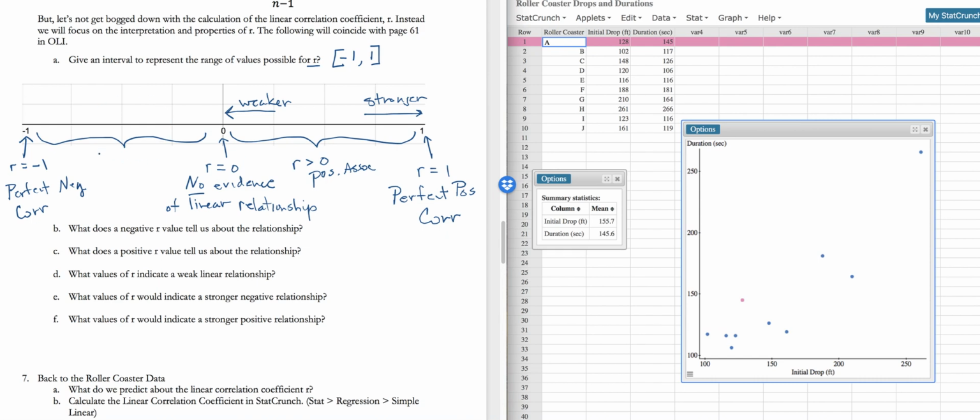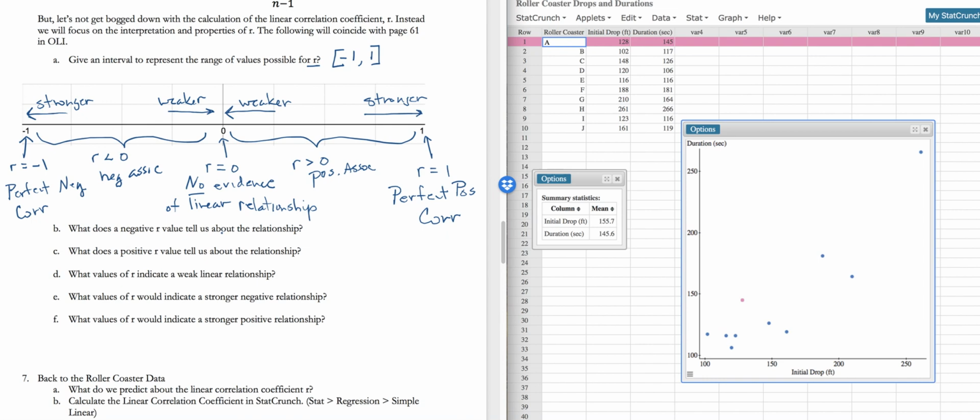If your R value is coming out anything less than 0, it's coming out negative, you have some evidence of negative association. The closer that R value gets to -1, the stronger that negative correlation is. The closer the R value gets to 0, the weaker that negative correlation, that negative association is. All right, let's take a look at the rest of these questions then.